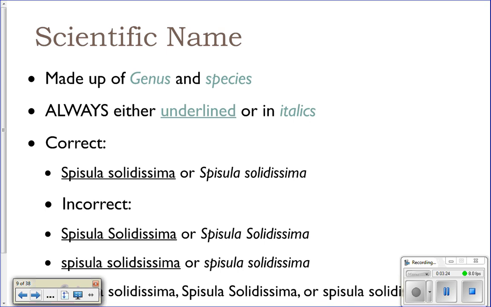Okay, so the scientific name is made up of the genus and the species. And there's a very specific way to write the scientific name. You will need to know this, and you will be tested on this. When you write a scientific name, you always write the genus and the species, and it is either underlined or in italics. Typically, if you're handwriting it, it's underlined, and if you're typing it out, then it is in italics. Also, the genus always comes first, and it is always capitalized. And the species always comes second, and it is always lowercase.